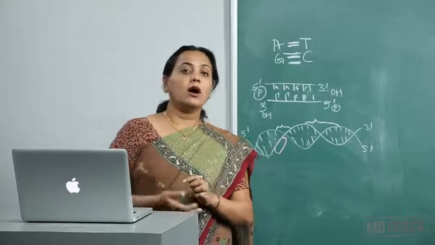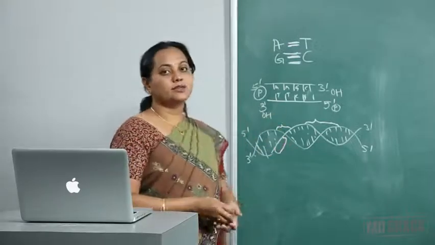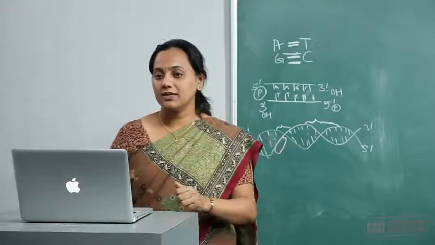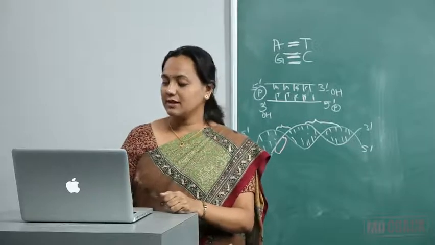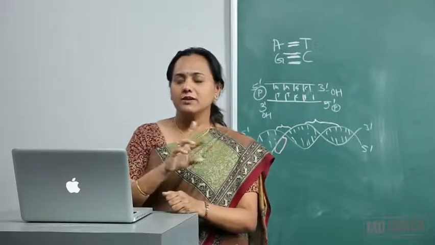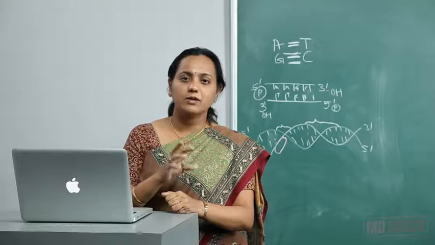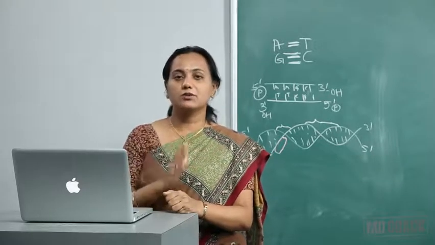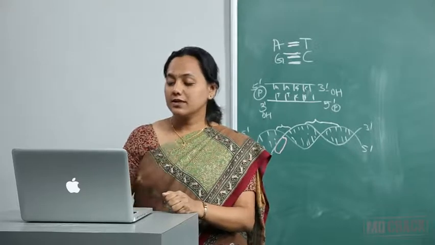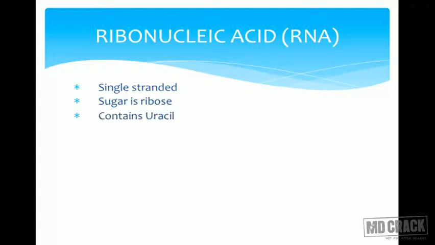Now let us go to RNA. We finished DNA, let us go to RNA, ribonucleic acid. So it is single-stranded, compared to DNA. But there will be areas in certain RNAs that can be double-stranded, sort of, in certain conditions. But let us stick to this. RNA is single-stranded. The sugar is ribose, contains uracil. Chargaff's rules are not obeyed.